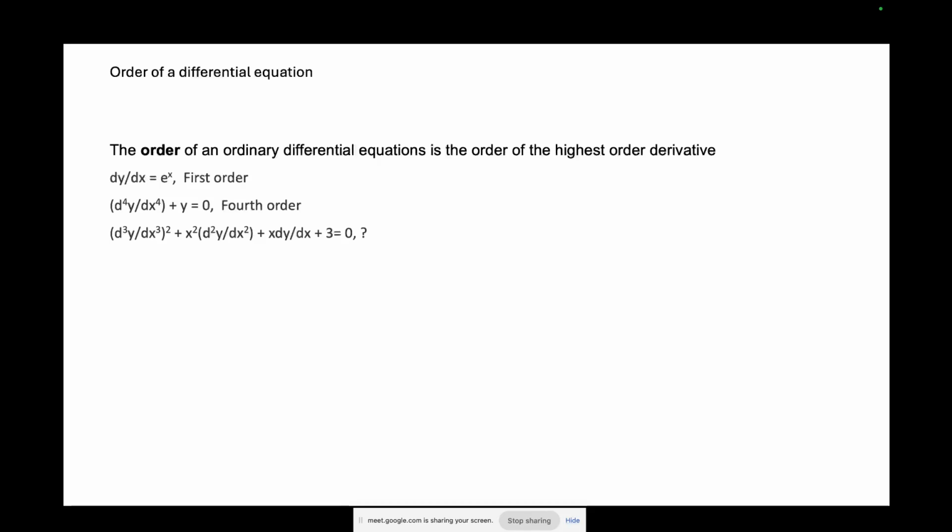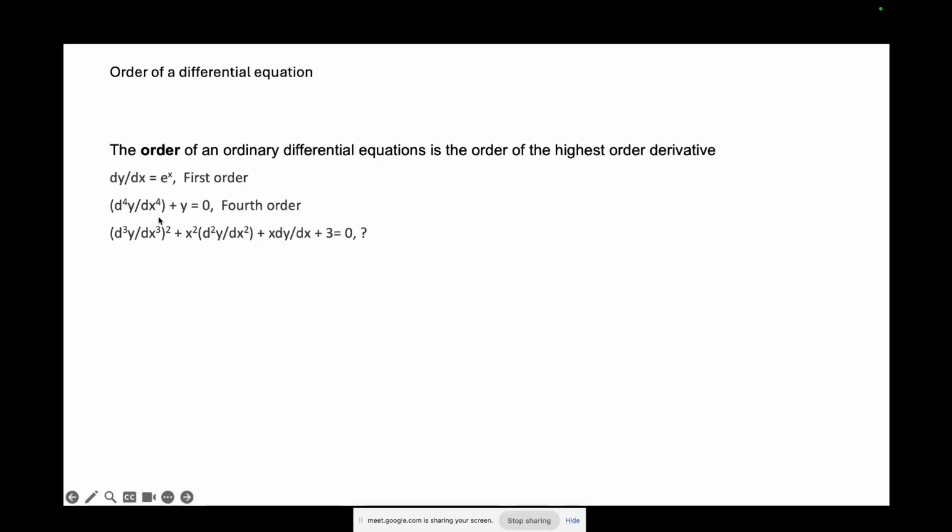So moving on, a little bit more about differential equations. The order of a differential equation, which I mentioned a little bit earlier, is basically the order of the highest order derivative. The highest order is the highest number of times a particular dependent variable has been differentiated. For example, in this case, dy/dx equal to e to the power x, the derivative has occurred only one time. y has been differentiated only one time. So the order of this equation is first order.